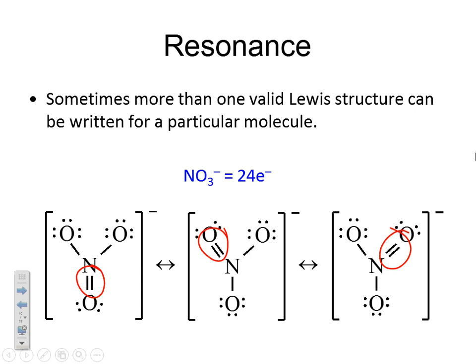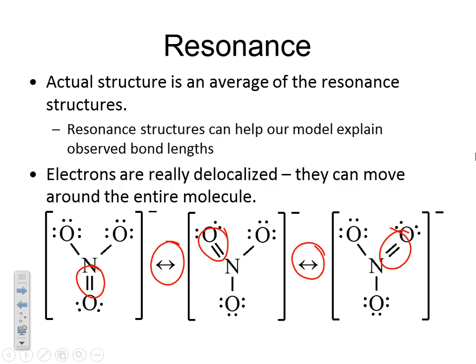So to show this, when you want to draw Lewis structures, you actually want to draw all of them, and we use this little double arrow to indicate that all structures are valid. Now, with resonance structures, the actual structure of the molecule, what the molecule or the ion actually looks like, is really an average of all 3 structures.